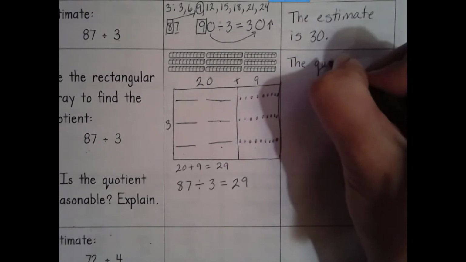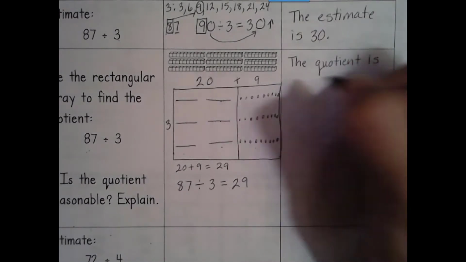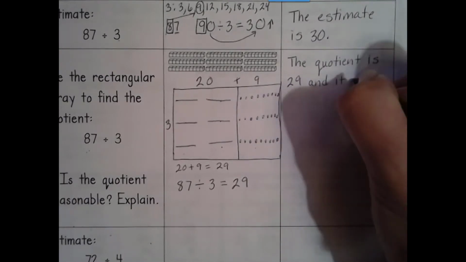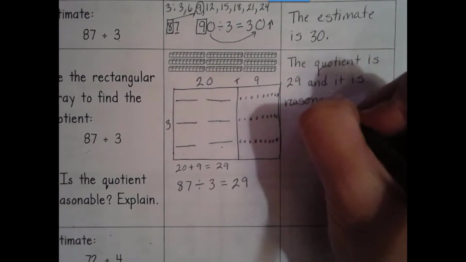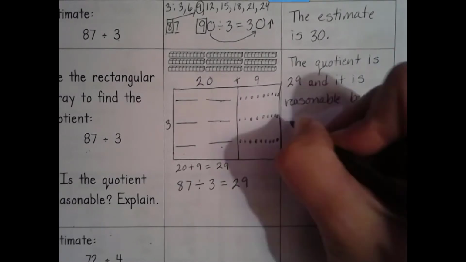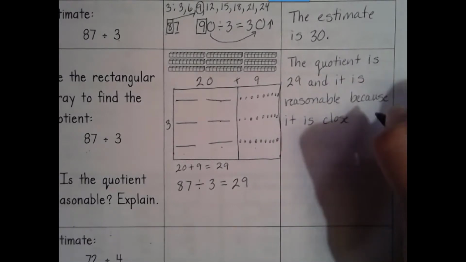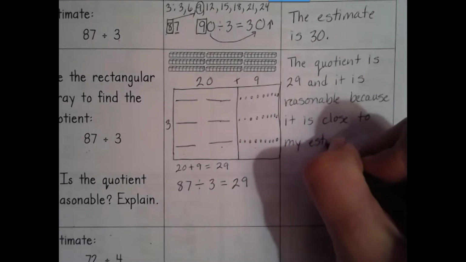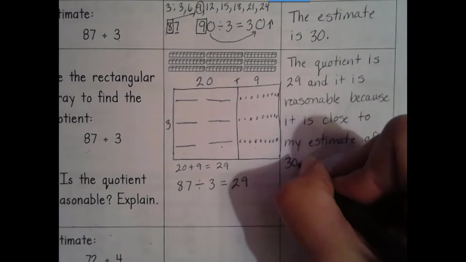The quotient is 29, and it is reasonable because it is close to my estimate of 30.